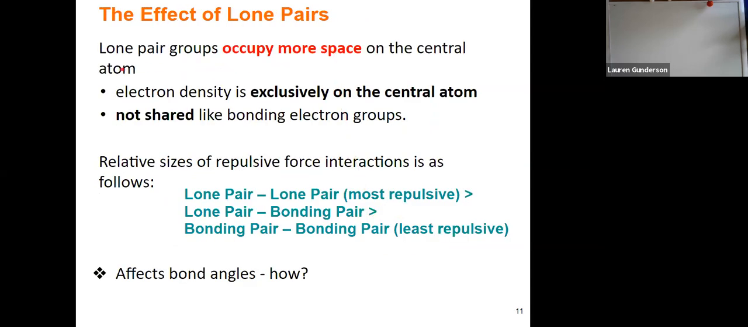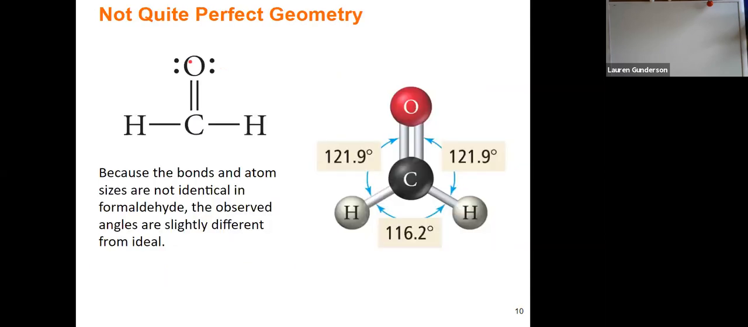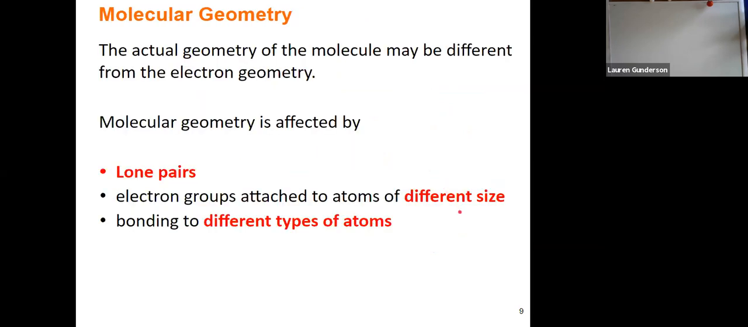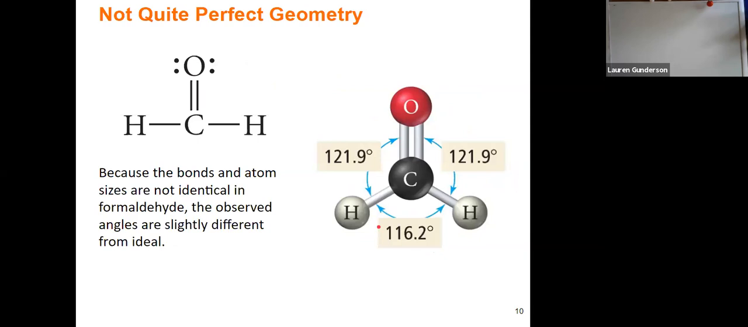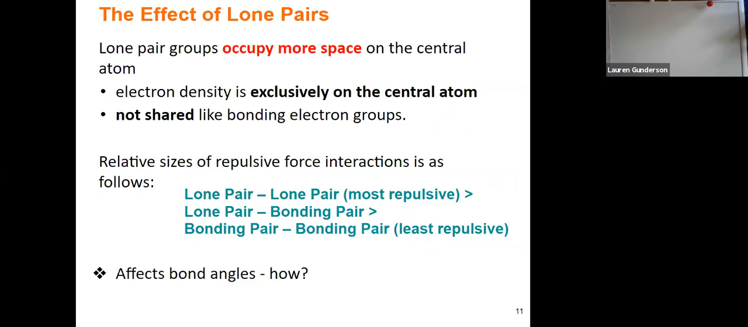Now, when you have lone pairs, wait, I should say one more thing about this. This represents the situation we were talking about here and here, these last 2 points. We have oxygen, which is a different size and a different electronegativity than the hydrogen, okay? So that's the example of those second 2 points. Here we're going to talk about the effect of the lone pairs.